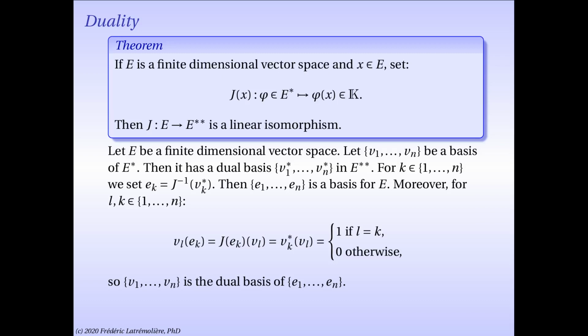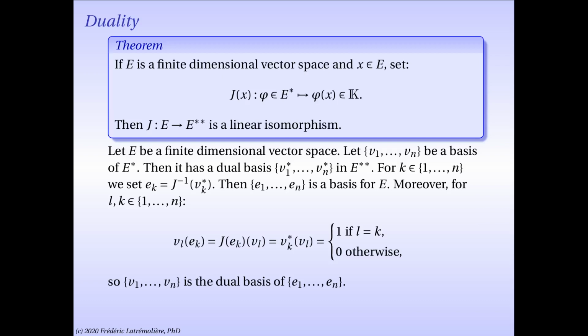Since the inverse of J is a linear isomorphism, it maps basis to basis, and therefore E1 to En is a basis for E. I'm going to show that V1 to Vn is the dual basis for E1 to En. So let L and K be two indices between 1 and n. Let's calculate V sub L applied to E sub k.